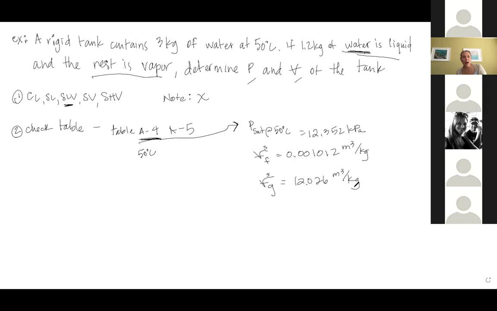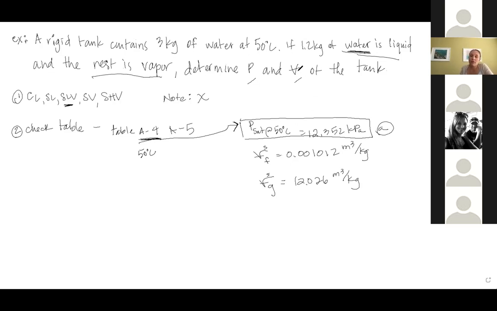So I have a rigid tank that contains 3 kilograms of water at 50 degrees Celsius. This much is liquid, this much is vapor. So I have some that's liquid, some that's vapor. So I'm at this saturation pressure. So I know that my pressure for part A is this saturation pressure because I have some vapor occurring and some liquid occurring, I'm at that saturation pressure. That's like the definition of saturation pressure. So I have part A really easy. I just had to look it up in the table.